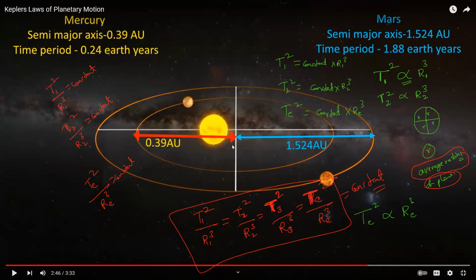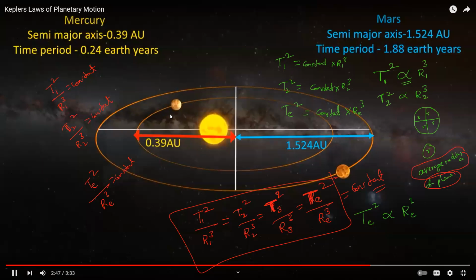Different planets have different time periods and different average radii. But still, if you take the square of the time period and the cube of the average radius, the value remains constant. That is called Kepler's third law. We will solve the numerical also, and we will prove it, and we are getting the same.